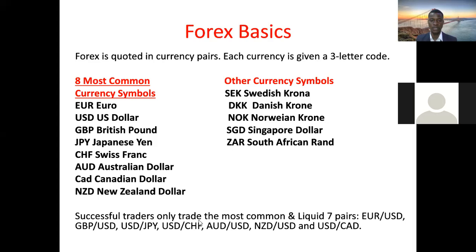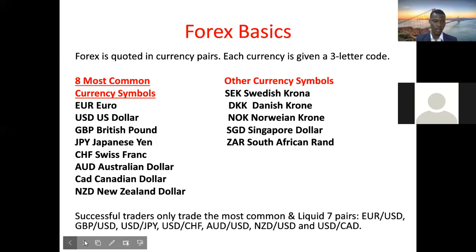Successful traders only trade the most common and liquid 7 pairs, which is Euro USD. This is a pair. So if you want to trade Euro, you must trade it with USD. That means this is a single trading instrument. If you buy this, you are buying Euro and at the same time you are selling USD. And if you pick Great Britain USD, it means if you buy, you are buying Great Britain pound and selling USD. If you sell, you are selling Great Britain pound and buying USD. So it's a simultaneous process. You treat them as one, but it is simultaneous buying and selling. If you are selling one, you are buying one.